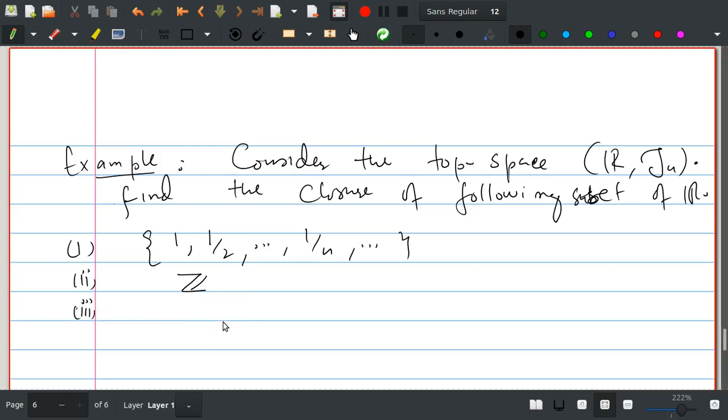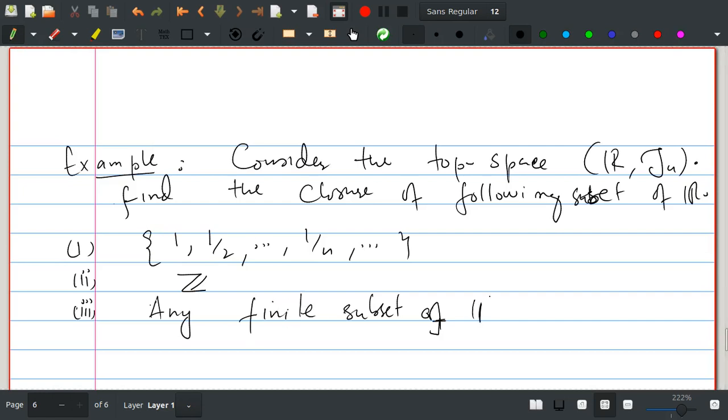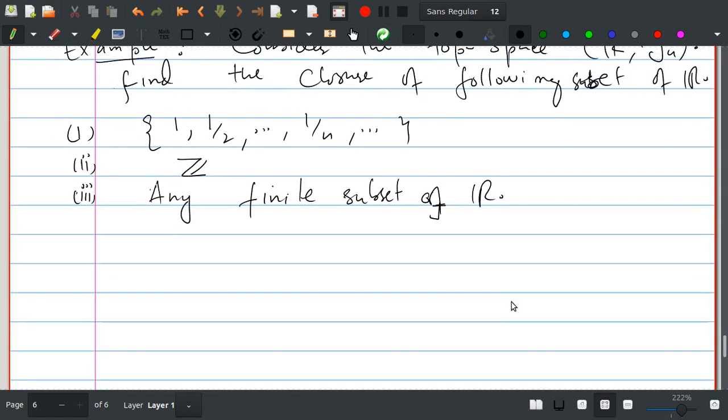Third, any countable set, not countable, any finite subset of R. So let us look at the first example.